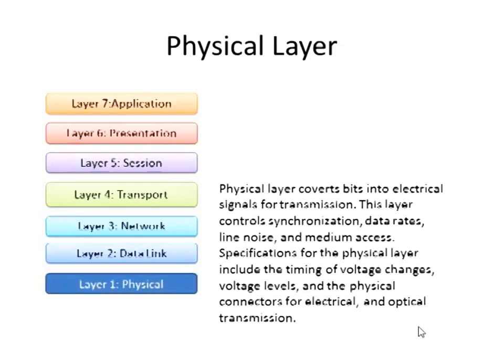Layer 1, the physical layer. The physical layer converts bits into voltage for transmission. This layer controls synchronization, data rate, line noise, and media access. Specifications for this physical layer include the timing of voltage changes, voltage levels, and the physical connectors for electrical and optical transmission.